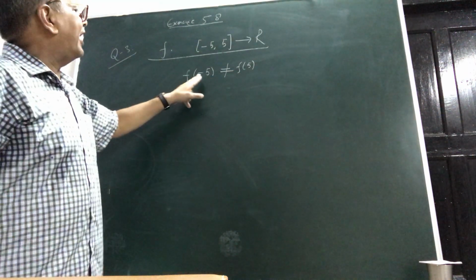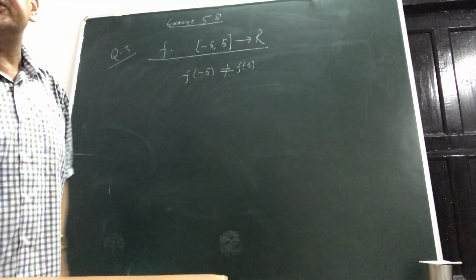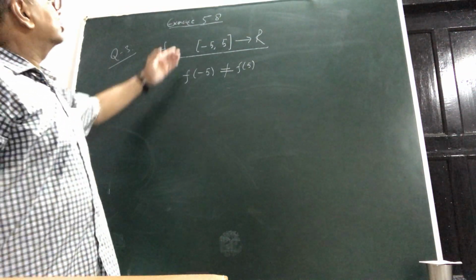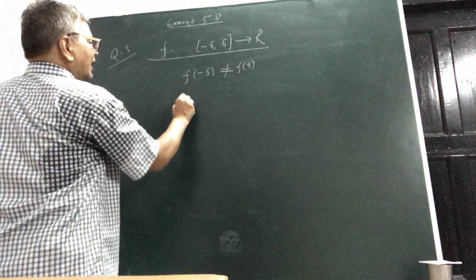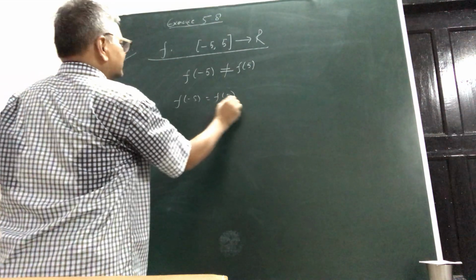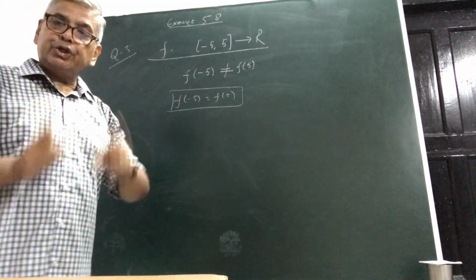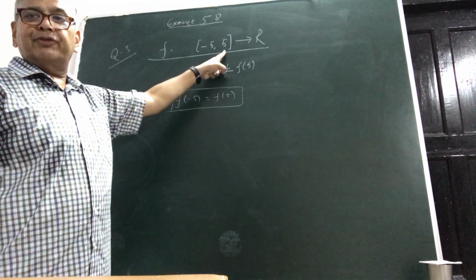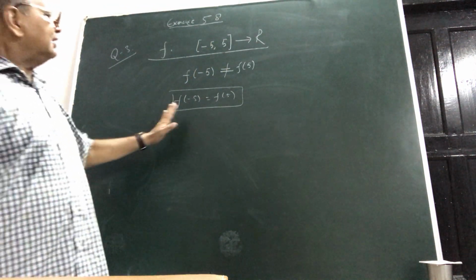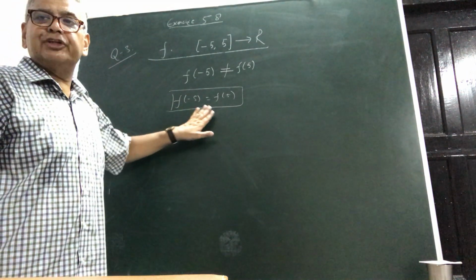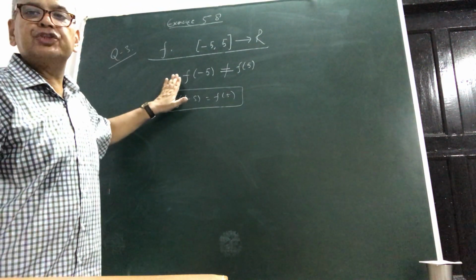Now suppose f of minus 5 were equal to f of 5, then it would have contradicted Rolle's theorem, because all three conditions of Rolle's theorem would have been satisfied. So if you assume that f of minus 5 is equal to f of 5, it means all three conditions of Rolle's theorem are satisfied, and as such there should exist a point in the open interval minus 5 to 5 where the derivative vanishes. But it has been given that the derivative doesn't vanish. As such, this assumption that f of minus 5 is equal to f of 5 is wrong. It will lead to a contradiction. So the proof is to be given by the contradiction method.